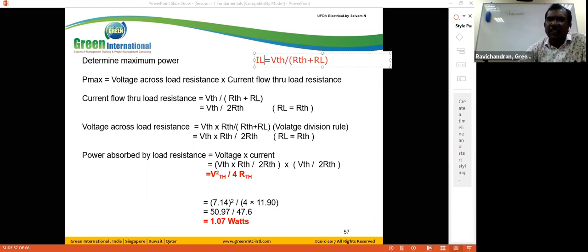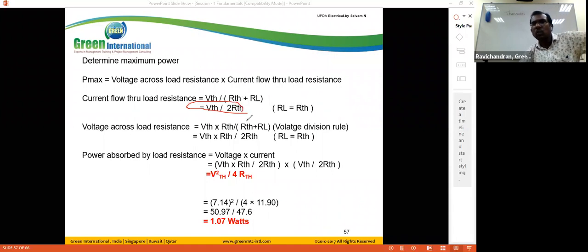From the Thevenin simplified circuit, load current is equal to VTH by RTH plus RL. Now the condition for maximum power transfer is RL equal to RTH. So I replace RL with RTH, which means the current is VTH divided by 2 RTH.